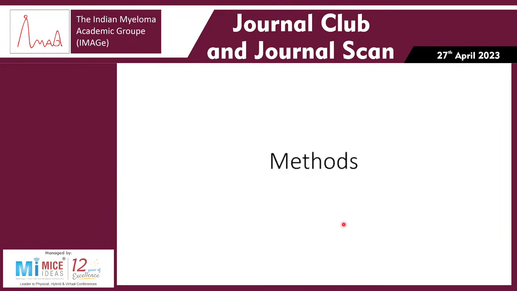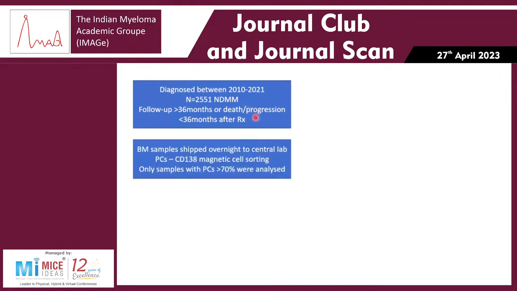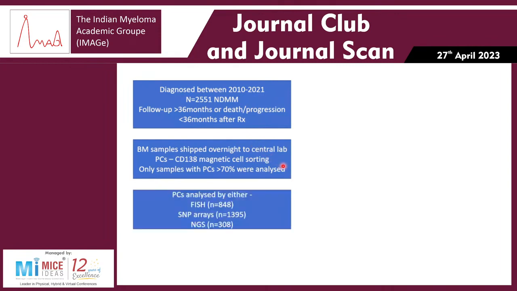Coming to methods, over a period of 11 years, in the retrospective analysis from the IFM cohort, 2,551 newly diagnosed myeloma patients were included, who were followed up for more than 3 years or who had evidence of death or progression within the first 3 years of treatment. Baseline bone marrow samples were analyzed at a central lab where they were subjected to CD138 magnetic cell sorting, and only samples with more than 70% plasma cells were analyzed.